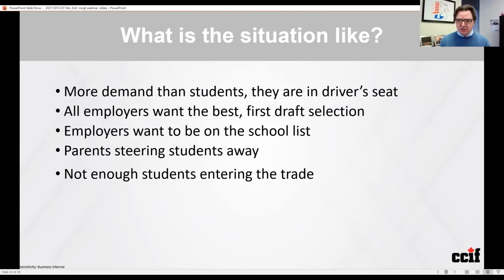Yeah. So, Scott, just to close this one here, is there such a thing as a school list or a first draft selection? I mean, we're using these terms, but do you have employers saying, hey, I want to have your best? I don't want to put you in a bad spot here, but is it true? Employers always ask me, so who's your best? Of course, that's the one we want. Every one of them does.